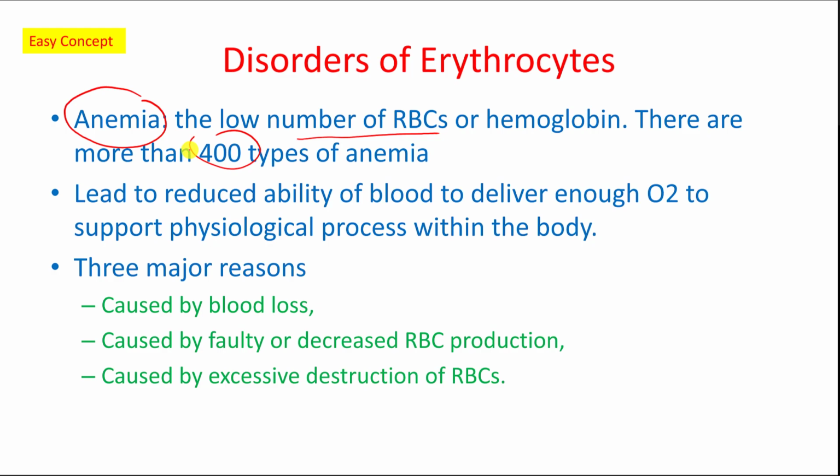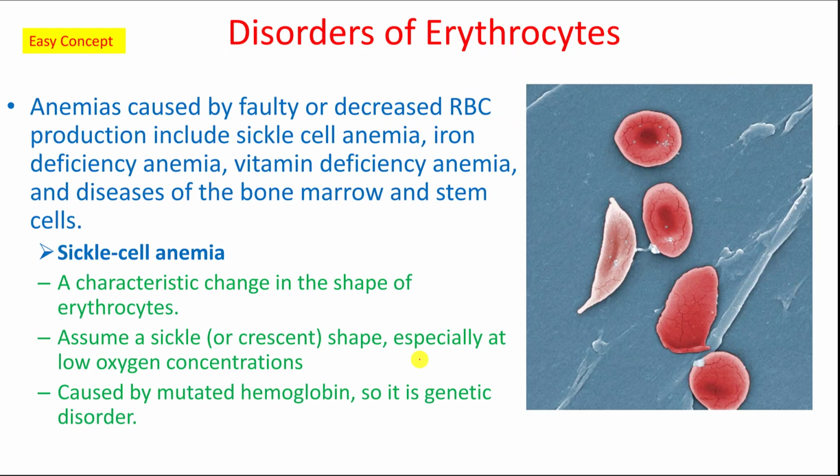This anemia could be caused by blood loss, could be caused by a problem in red blood cell production, could be caused by excessive destruction of red blood cells, could be caused because of iron deficiency, so various reasons. Another disorder of the erythrocyte is something called sickle cell anemia. In here we have a mutation in the globin, in the hemoglobin, in the protein, that will cause changes in the shape of the red blood cells at low oxygen levels.